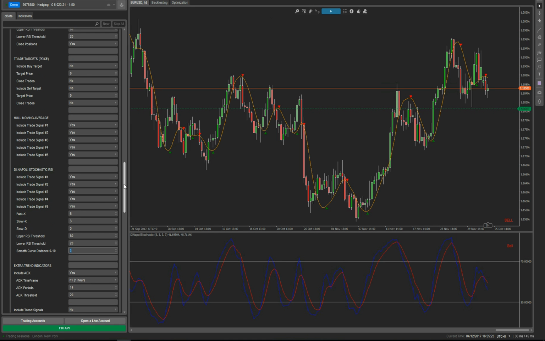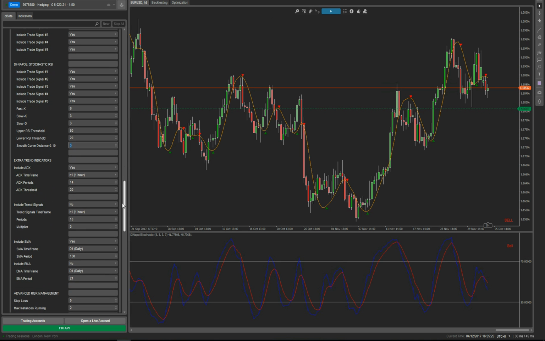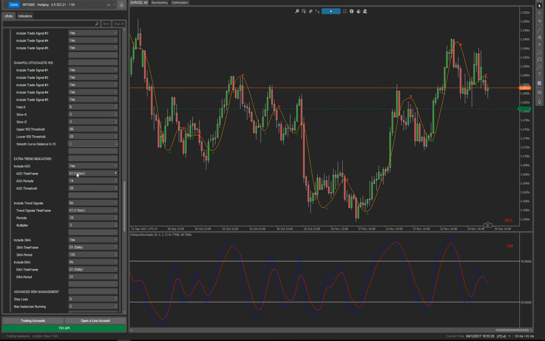And then you've got trend indicators, as I mentioned before. The ADX, you can decide whether you want to include it or not. You can set the values, you can set the threshold for it, and you can set the time frame. So you can mess about with different parameters to actually get the best results.